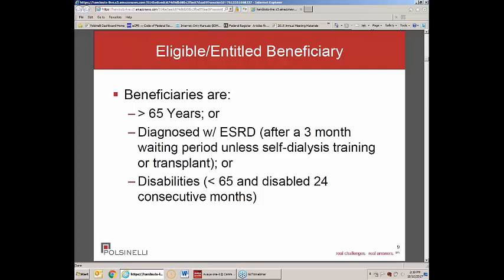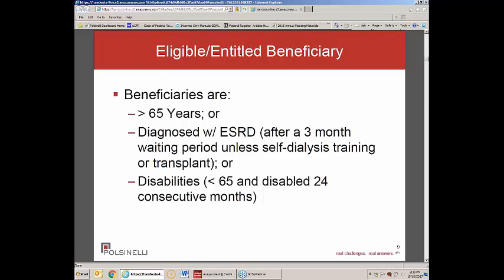You can also become eligible if you're diagnosed with ESRD, or end-stage renal disease. And the last criteria here is that you have a disability and you're disabled for at least 24 consecutive months. So you'll notice that we've used both the terms eligible and entitled here. Those terms are often used interchangeably, but it's important to note that they have distinct meanings for Medicare purposes.